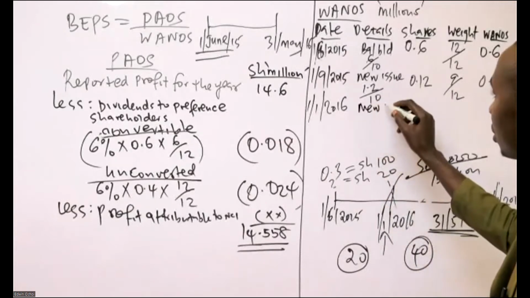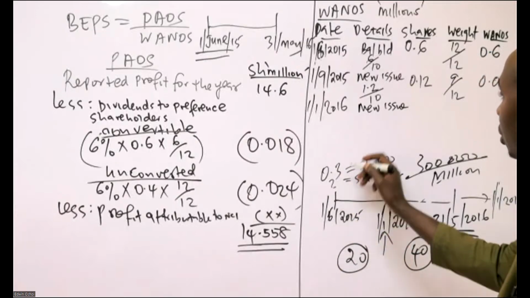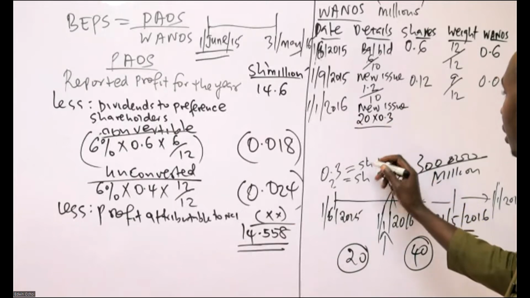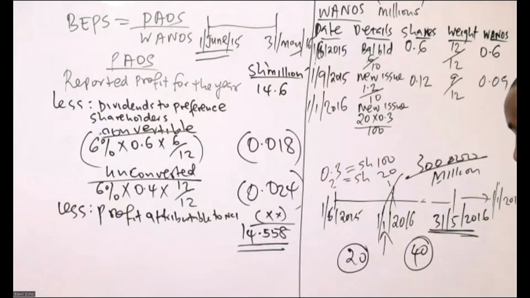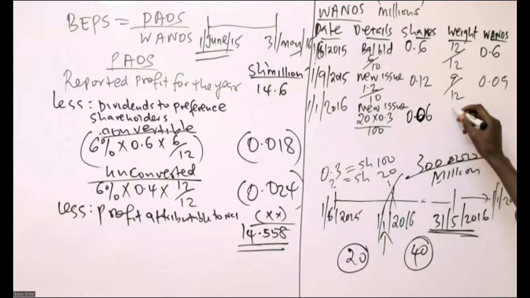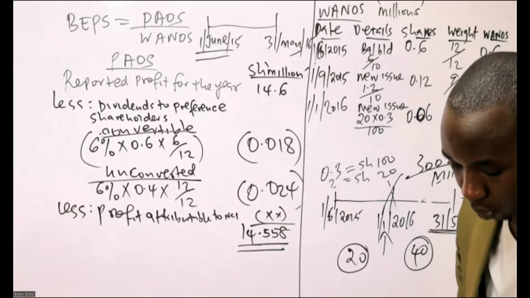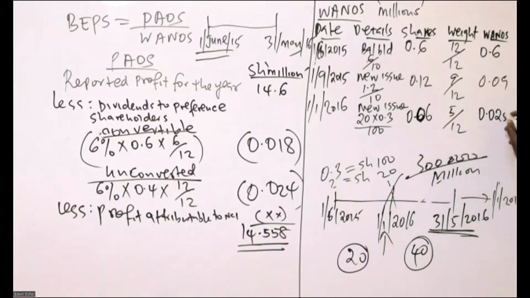So here we say the new issue would be 20 times 0.3 over 100. So 20 times 0.3, you divide by 100. So that is 0.06. So from January to the end of the year, remember our financial year ends May, 5/12, times 5/12. So 0.025. So we have recognized the 20, the bonus element.